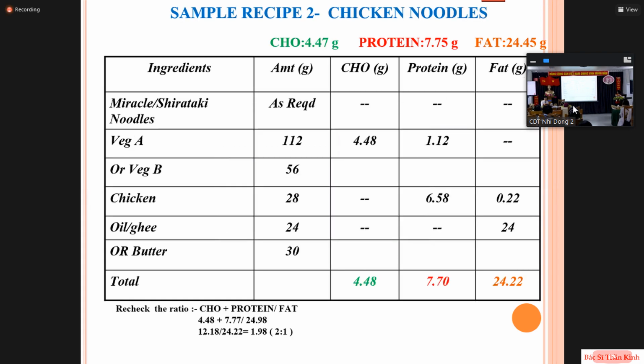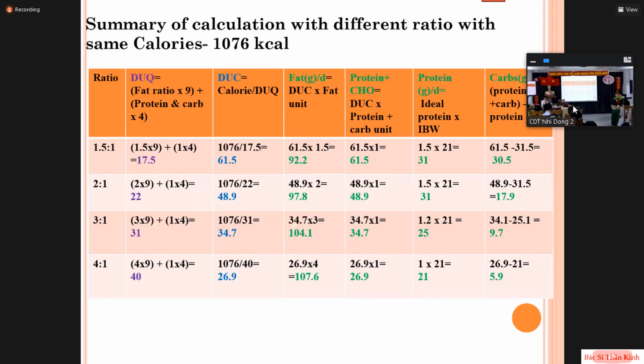And last, again, you can see I do the ratio check for each recipe. You may feel that once you do it initially, you don't have to do it later on, but it is required because you do end up making mistakes when you do 30 to 40 recipe calculations for each patient. So as a precautionary measure, I always emphasize that you need to do the ratio check. So the carbohydrate plus protein divided by fat. So 4.48, which you have calculated, plus 7.77 divided by 24.98. The value that you get is 1.98, which is 2:1. So we know the calculation is correct.